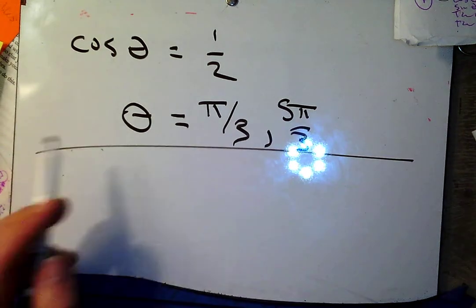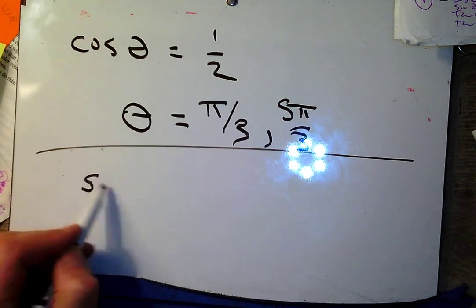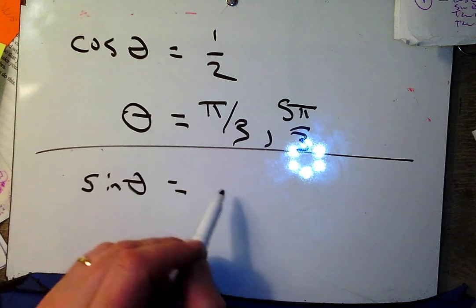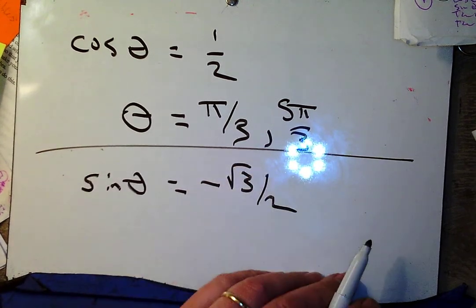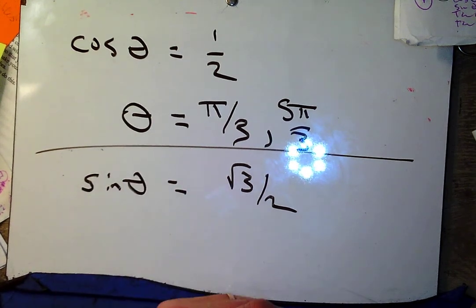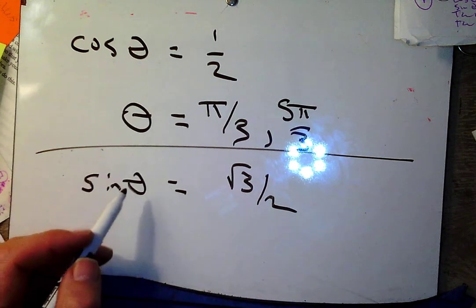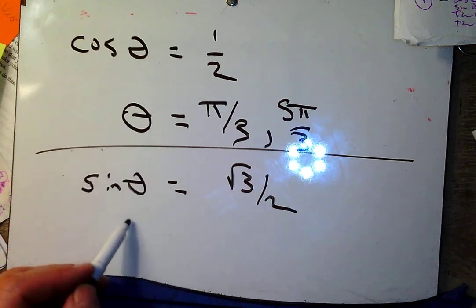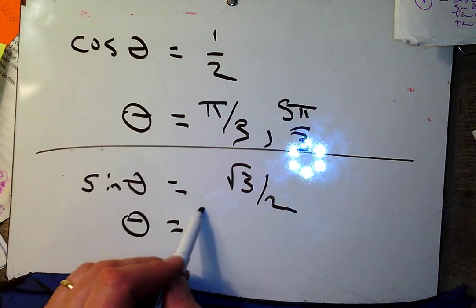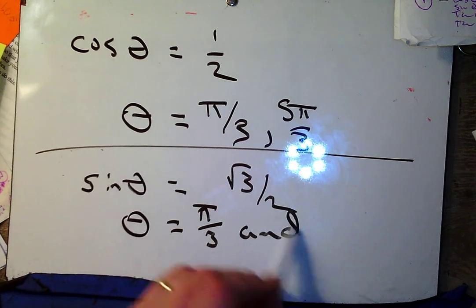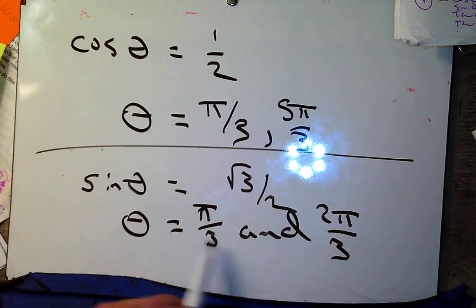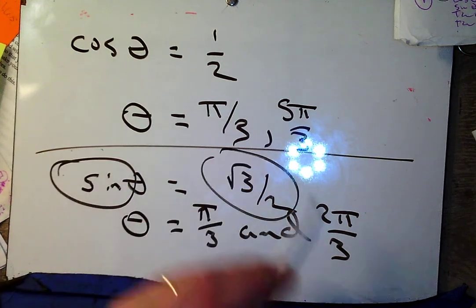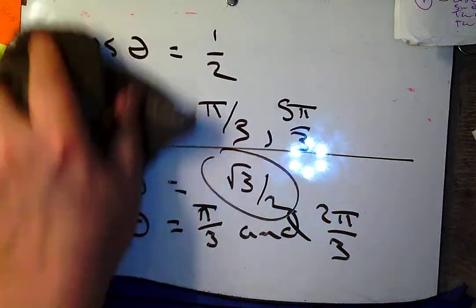Okay, how about this one? Sine of theta equals negative root 3 over 2. Oh wait, I did that one. Let's do positive root 3 over 2. 5, 4, 3, 2, 1. You should have come up with pi over 3 and 2 pi over 3. These are places where the y value is positive root 3 over 2.